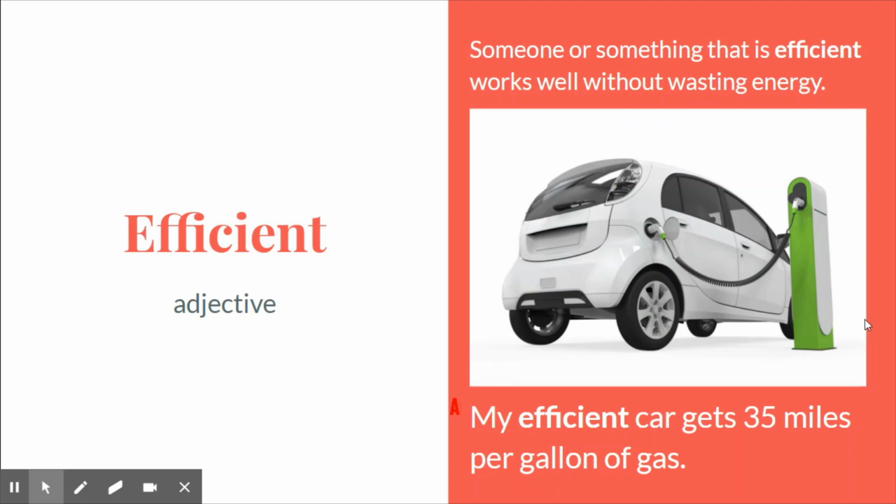My efficient car gets 35 miles per gallon of gas. I told you so. Okay, let's go ahead and read that sentence. My efficient car gets 35 miles per gallon of gas. And an antonym, or the opposite, of efficient is wasteful. That's right. So the opposite of being efficient is being wasteful.